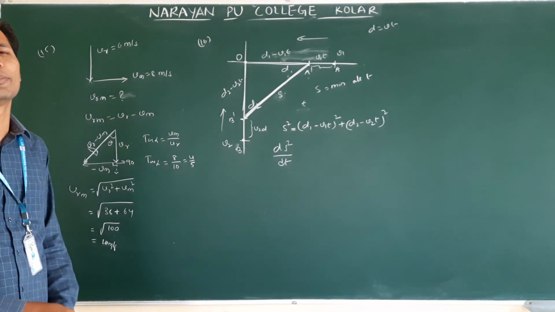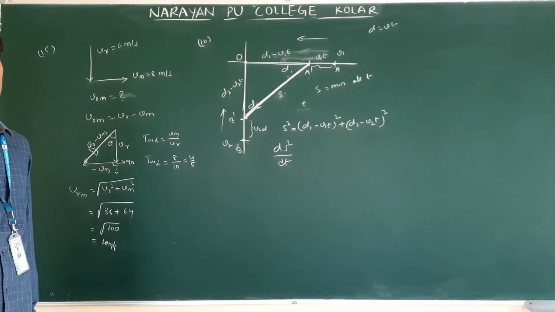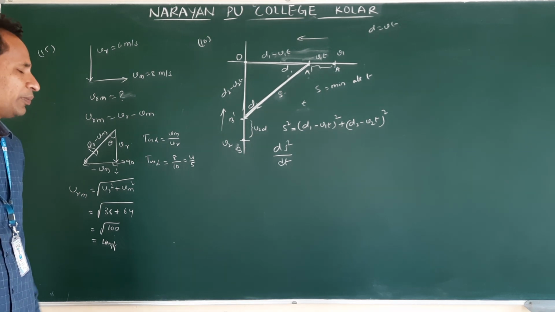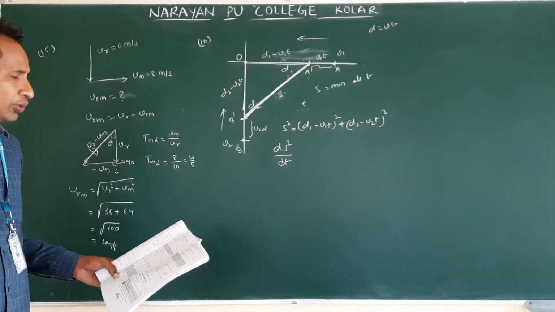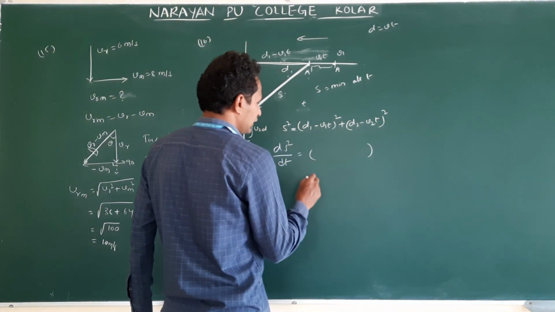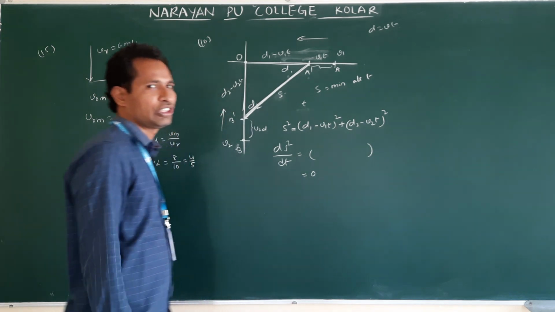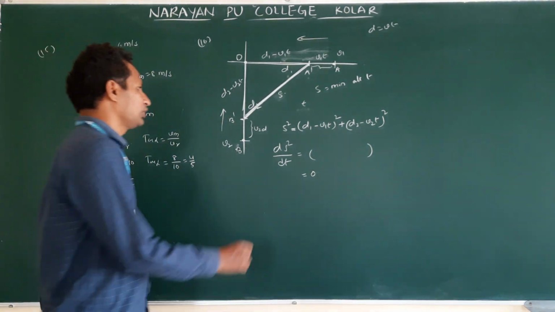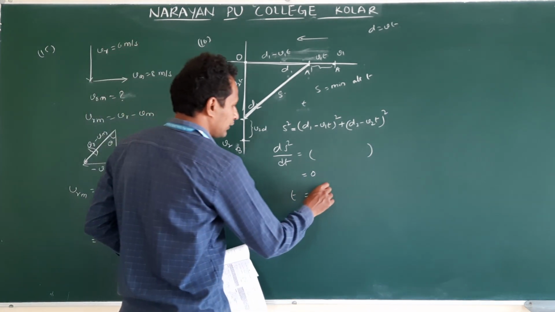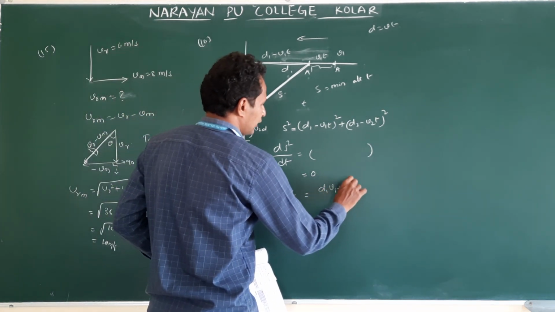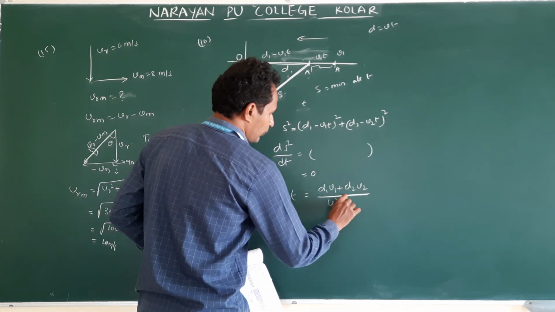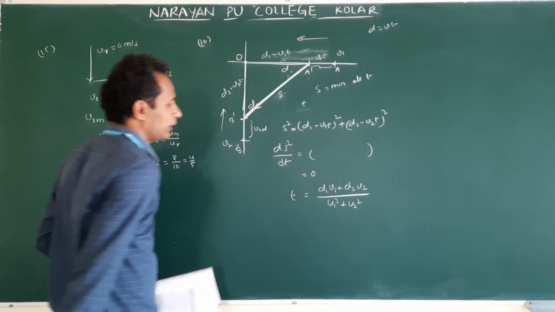Understand? This you will see in mathematics, minimum and maximum: when the equation will become maximum, when the equation will become minimum. Clear? So we will differentiate and we will get one equation here. We will equate this to 0, and by equating to 0, we will get the time equation. T is equal to (d1v1 plus d2v2) by (v1 square plus v2 square).